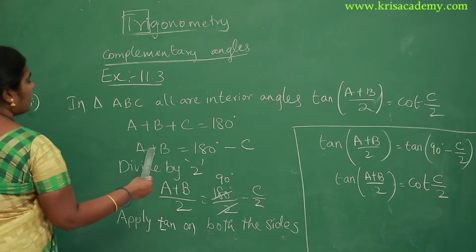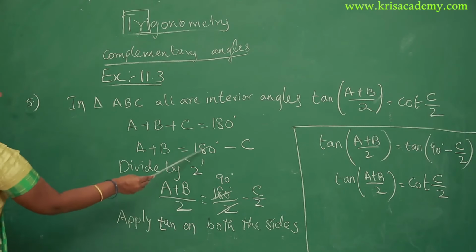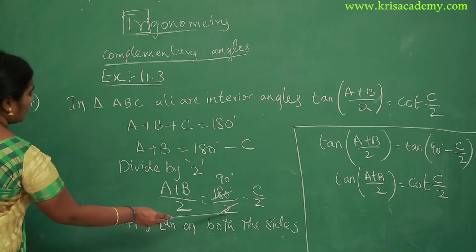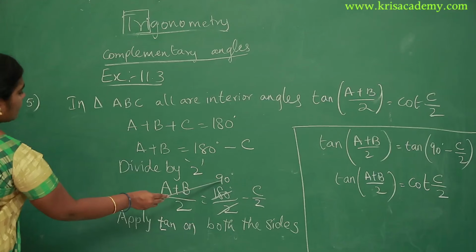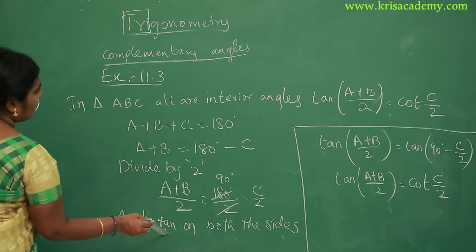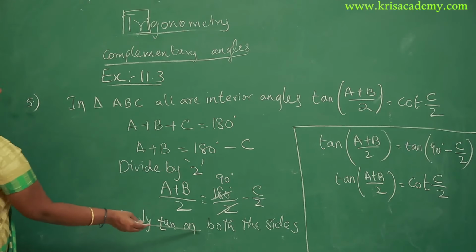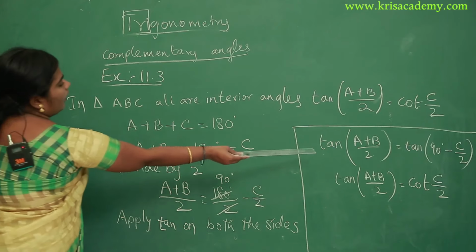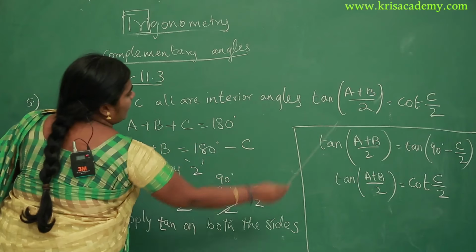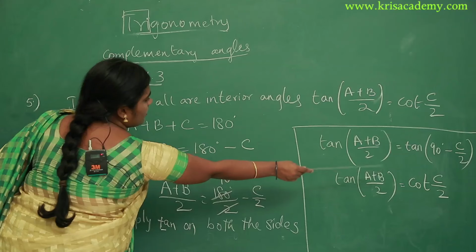Divide by 2, completely LHS and RHS divide by 2. So (A plus B) by 2 is equal to 180 degrees by 2 minus C by 2. 180 degrees by 2, in the 2 table, it will cancel to 90. After cancellation, apply tan on both the sides. Why tan only? In your question they have given tan only. So now tan of (A plus B) by 2 is equal to tan of (90 degrees minus C by 2). Tan 90 degrees complement is cot. So cot C by 2.